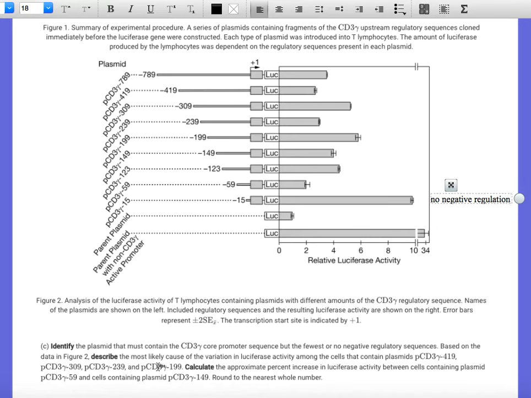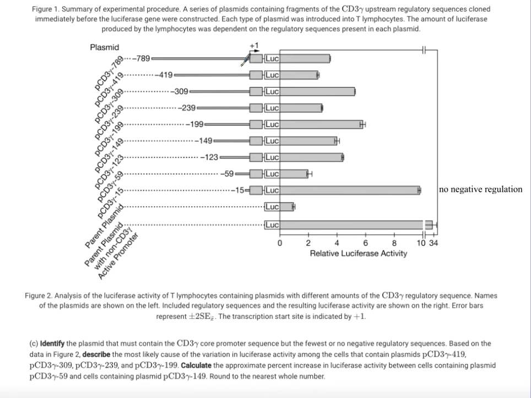Describe the most likely cause of the variation in luciferase activity among the cells that contain plasmids PCD3 gamma 419, right? So that's this one, 309, 239, and 199. So let's just kind of mark what they want us to look at. Because initially this could seem confusing because it seems like it's going up and down, like there's no gradual increase or decrease. So it might be a little confusing at first, but basically, you just have to think that it says that there are positive and negative sequences that are contained here.